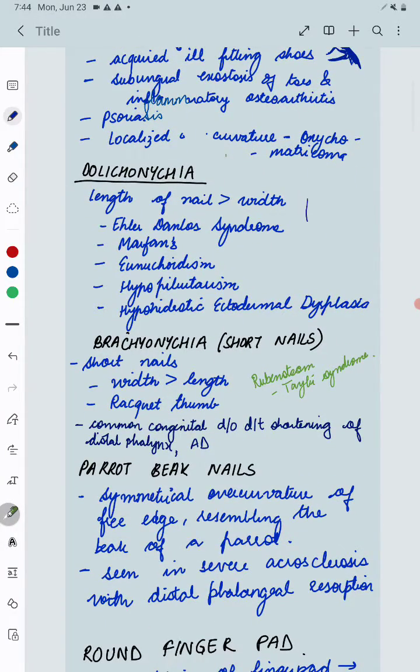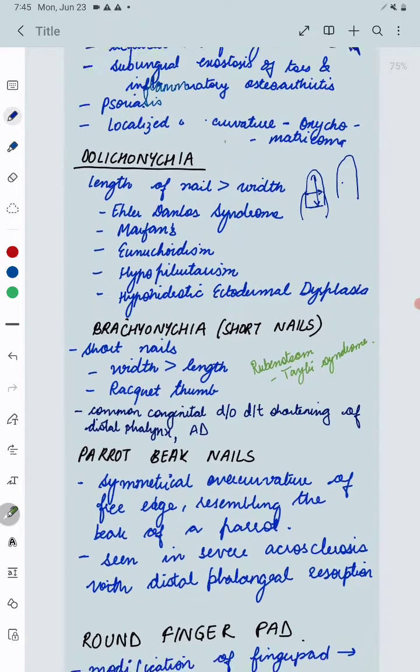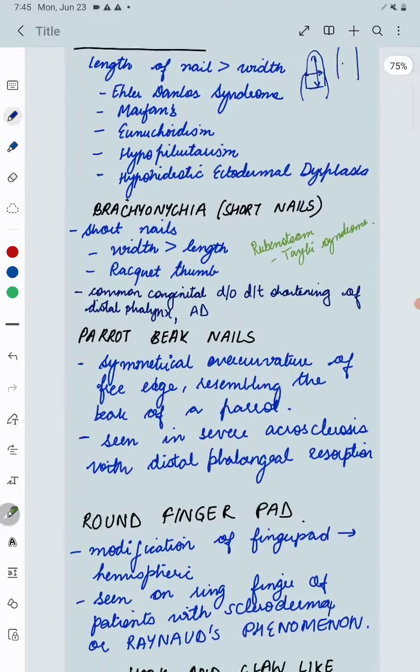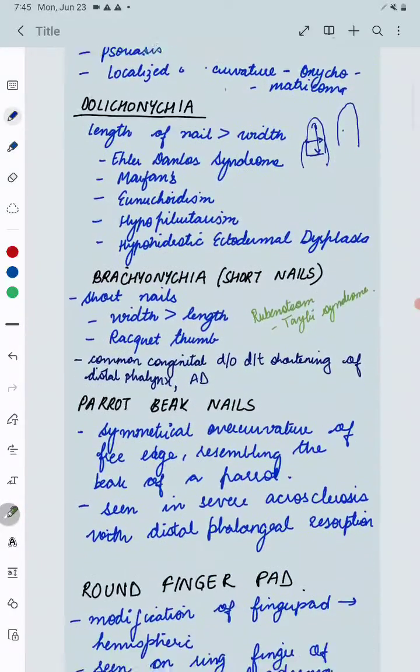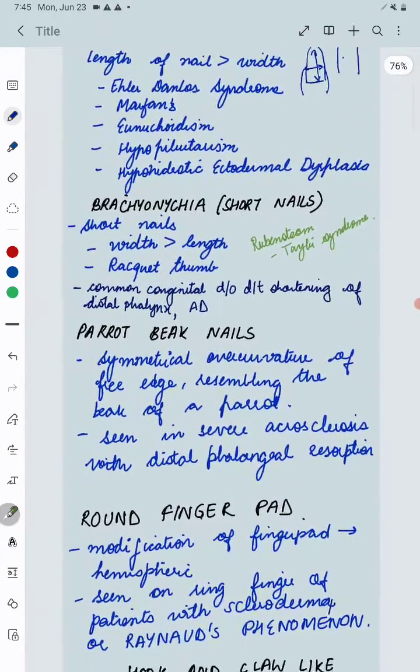Dolichonychia. Usually nails are like this, right? The length is more than the width, but when it is excessively long, it is called dolichonychia. It is seen in Ehlers-Danlos, Marfan's, onychoidism, hypopituitarism. You can take a screenshot of this. I think there is no explanation to this.